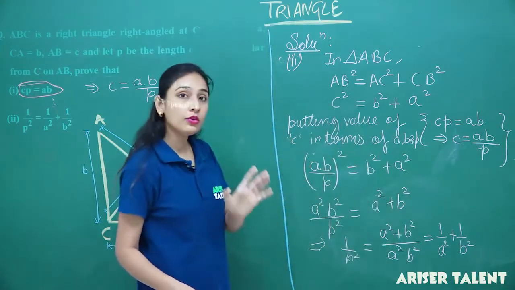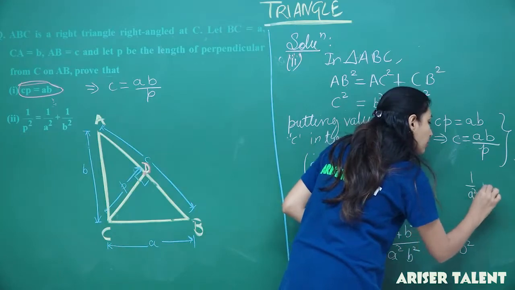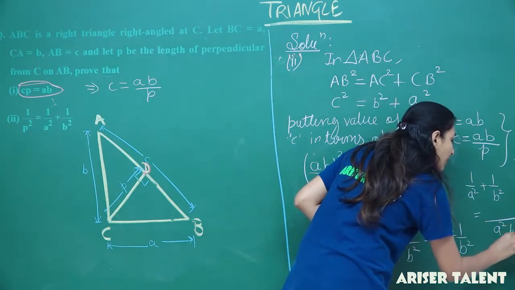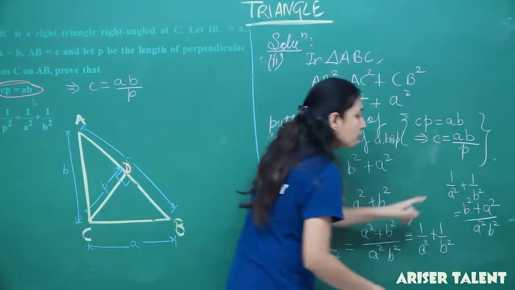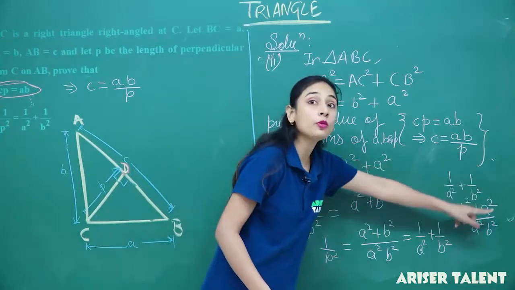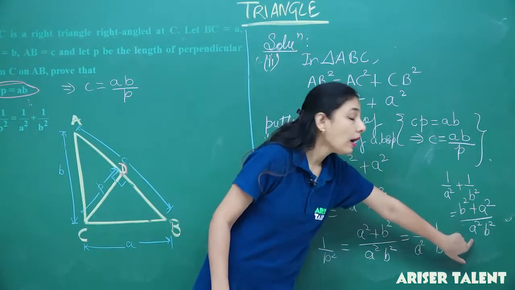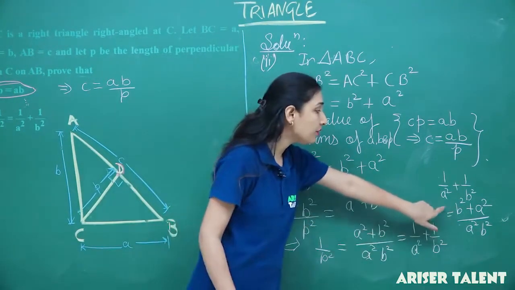Those who are not able to understand, let me rewrite it. 1 upon A square plus 1 upon B square equals what? A square B square, that's the LCM. Now B square here plus A square here. So ultimately 1 upon A square plus 1 upon B square will give you A square plus B square upon A square B square. So this is the same term. I have replaced it with this.